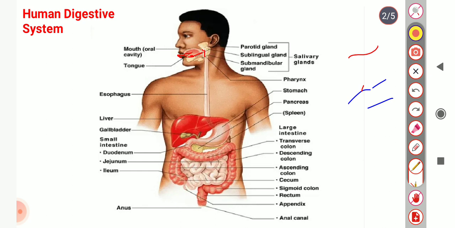Next, come to the pharynx. You can see the structure of the pharynx or throat. It is divided into three main parts: nasopharynx, oropharynx, and laryngopharynx. The nasopharynx lies behind the nasal cavity above the soft palate, and the nasopharynx is connected to the middle ear.